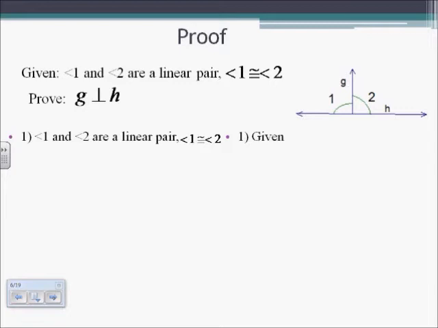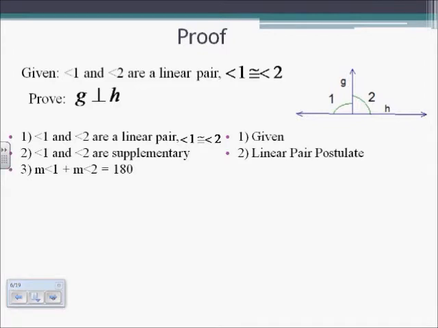I would start with the given, after we've listed it, by trying to show what we can do with it. If we have angle 1 and angle 2 being a linear pair, that means that they are supplementary. A linear pair implies supplementary. So 1 and 2 are supplementary by the linear pair postulate. That's what it means to be a linear pair. If you're supplementary, then the angles themselves add up to 180 degrees. So therefore angle 1 plus angle 2 equals 180 degrees by the definition of supplementary angles. That's what it means to be supplementary: you add up to 180 degrees.